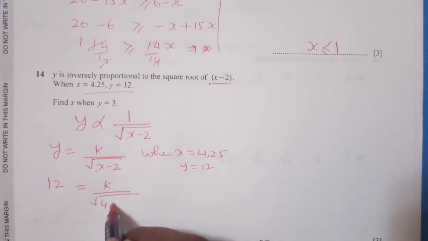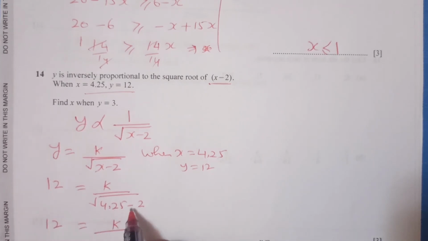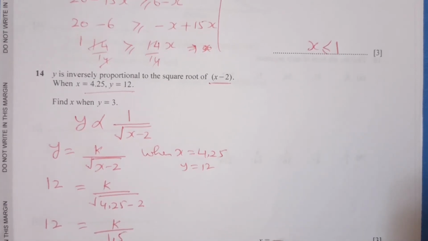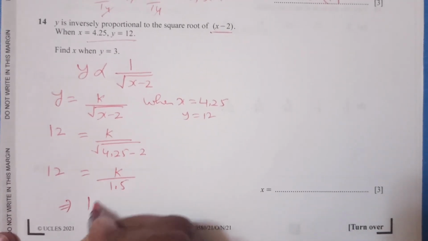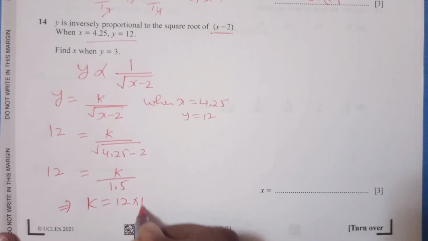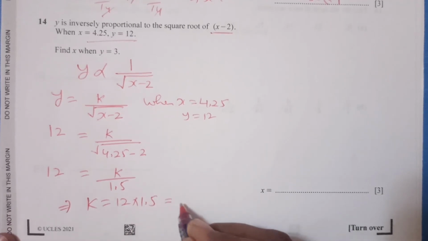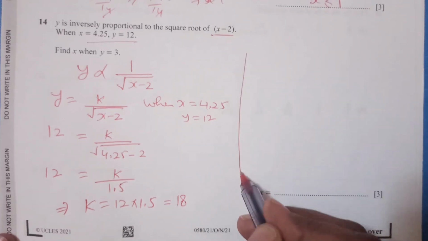So we will substitute here to find the constant of proportionality. So this is 4.25 minus 2. So 12 equals k over, this is 2.25, and the square root of 2.25 is 1.5. So that means our k will be 12 times 1.5, which is 18. So the value of k we got is 18.